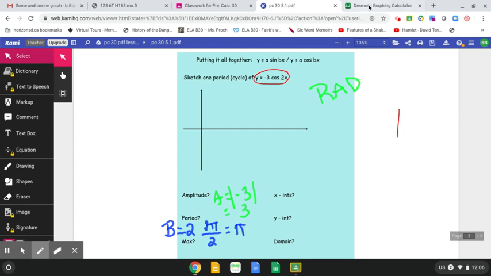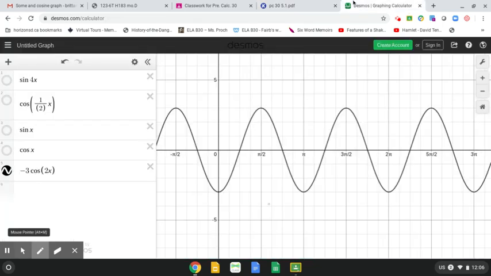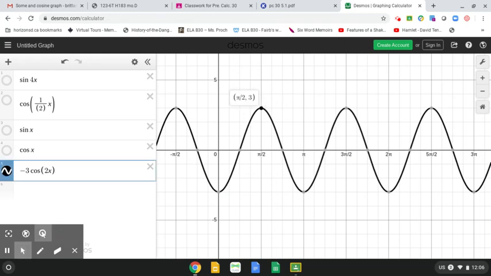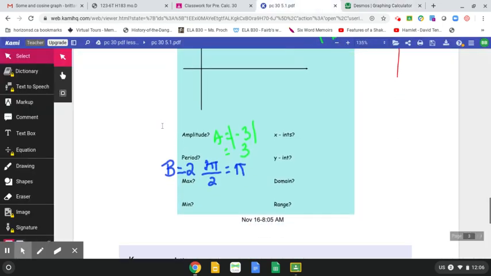Our maximum value we need to figure out. We need to figure out our minimum value, x-intercepts, y-intercepts, domain and range. So maximum value here is right there. So 3, right? Minimum value, -3. So max, we can write 3. Min, we can write -3.